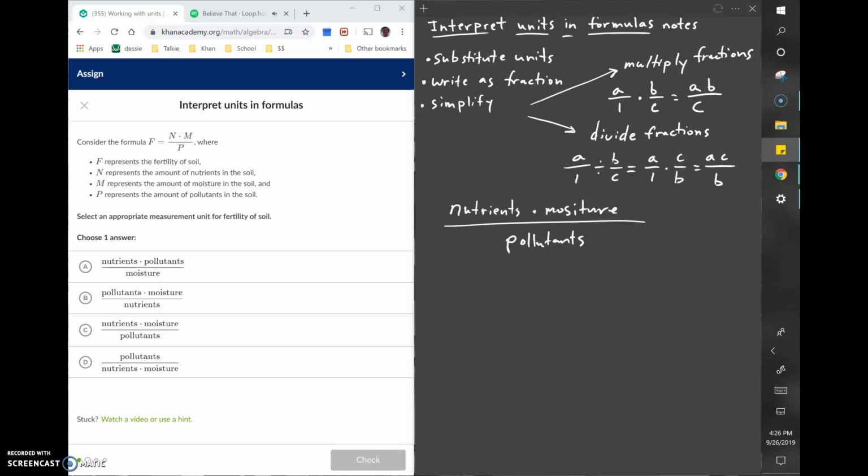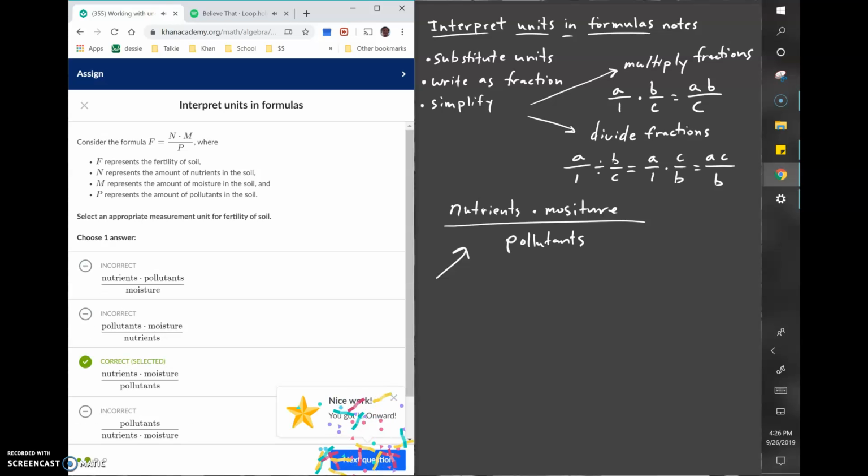And then I just look to see which of those matches what I've got over here. Nutrients times moisture, no. Nutrients times moisture, no. Nutrients times moisture, yes. Divided by pollutants, correct. Done. So a lot of substituting. Didn't even have to use fractions really.